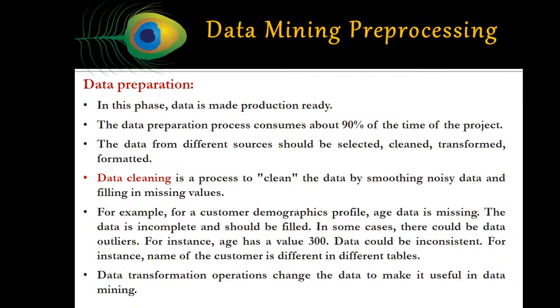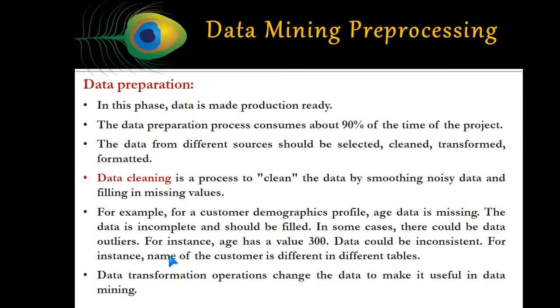Here again I've given a few examples. For a customer demographic profile, age data is missing. The data is incomplete and should be filled. This is one type of data cleaning. And in some cases there could be data outliers. As I told you, an outlier is something that deviates from the prefixed value. If 35 is my prefixed threshold value, then obviously all the data should follow it, and it cannot exist beyond that. So that is called an outlier.